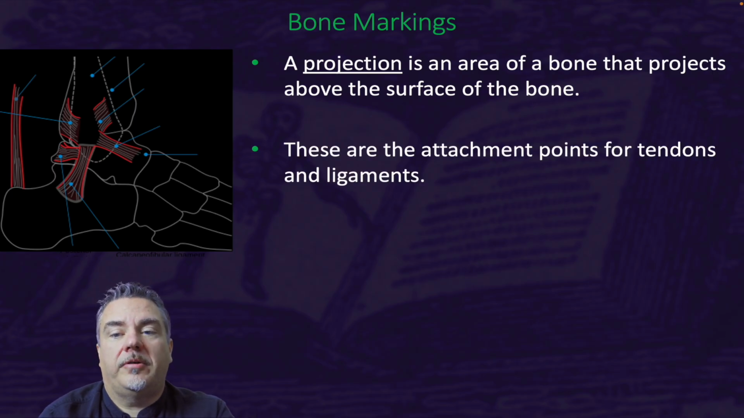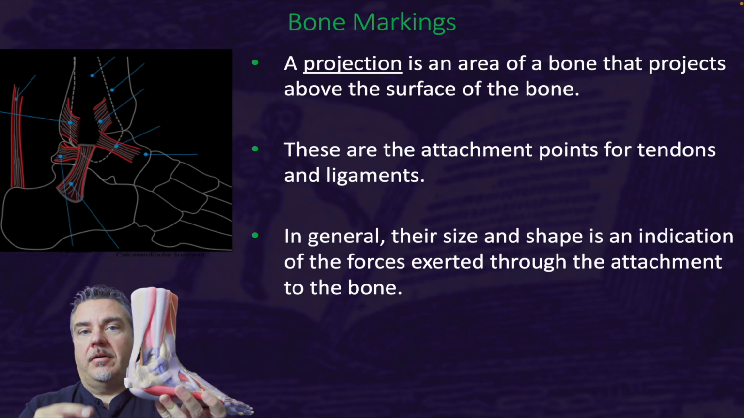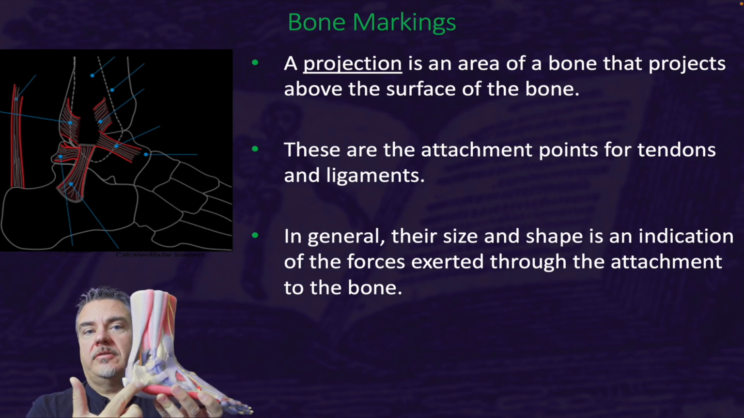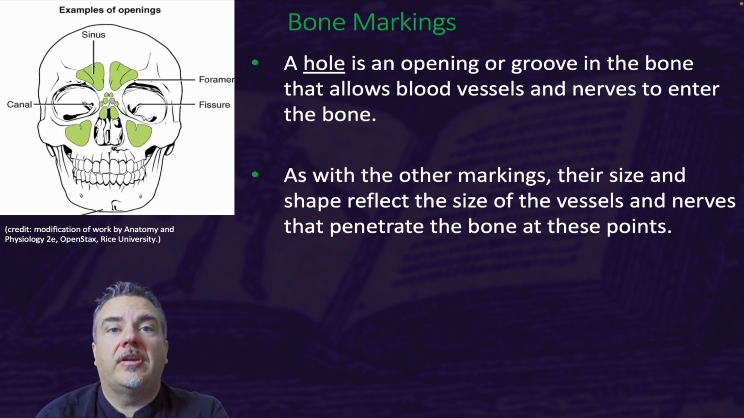These are the attachment points for tendons and ligaments. In general, their size and shape is an indication of the forces exerted through the attachment to the bone. An example would be how the Achilles tendon is going to attach to the bones of the foot. A hole is an opening or groove in the bone that allows blood vessels and nerves to enter the bone. As with other markings, their size and shape reflect the size of the vessels and nerves that penetrate the bone at these points.